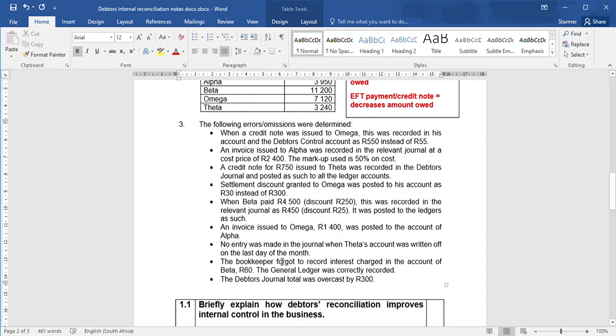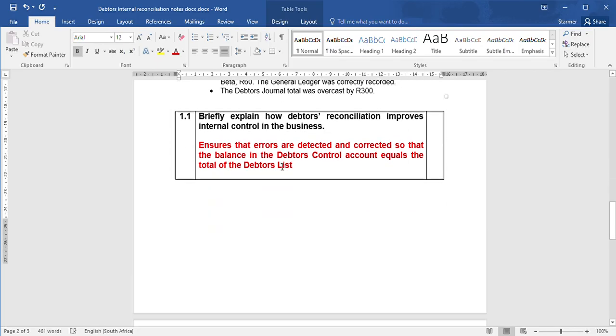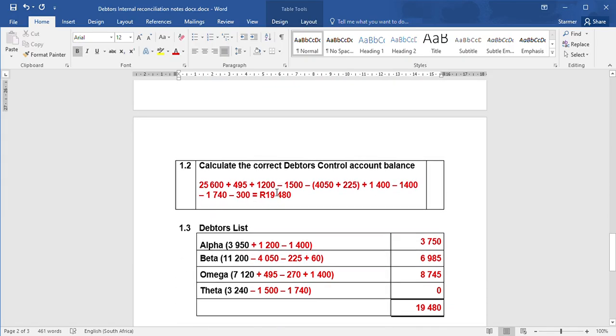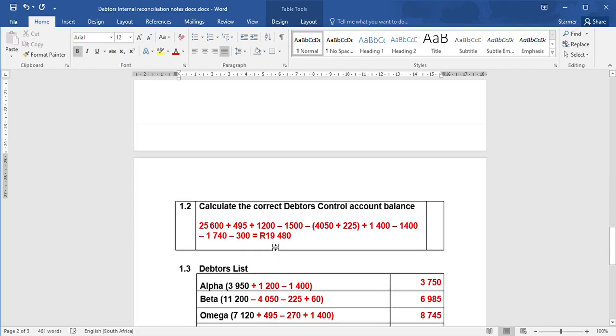The next one, an invoice to Alpha was recorded in the relevant journal at cost price 2,400 and the markup is 50%. So we've undercharged Alpha here, and if it's in the journal, it's going to mean debtors control is also wrong. So we've undercharged by 50% of that 2,400. So you're going to have to add 1,200 to debtors control as well as 1,200 to your debtors list.